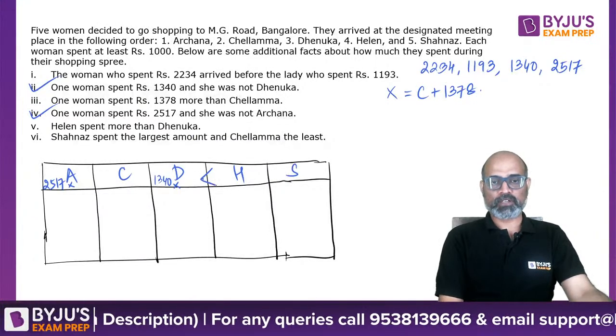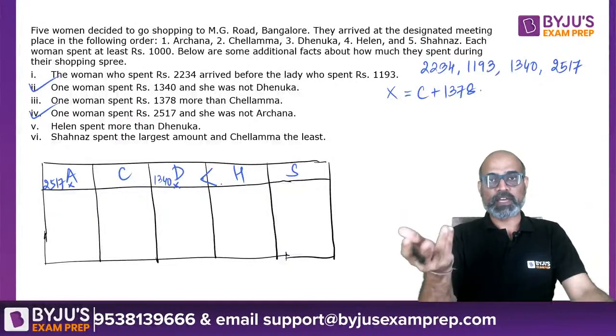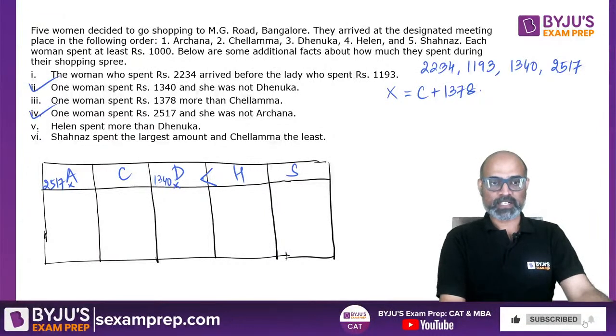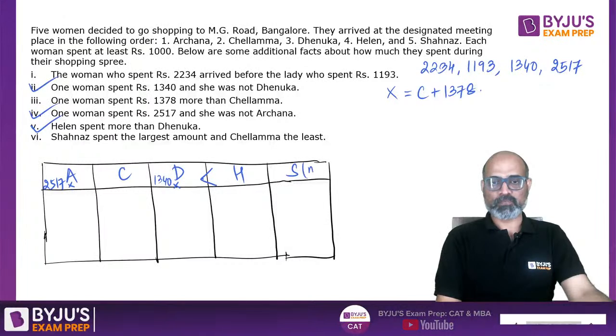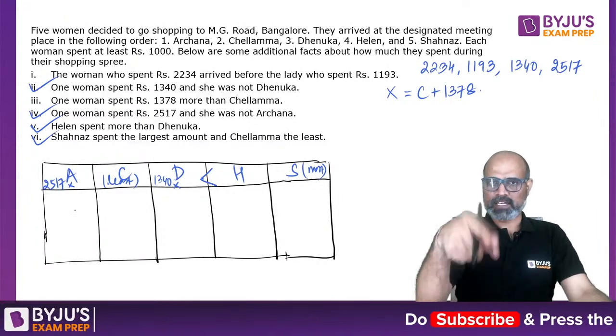Helen spent more than Dhenuka. So I'm going to put an inequality symbol so that I will remember that the amount under H should be greater than the amount I'm going to put under D. Done with fifth. Shana spent the largest and Chelema the least. So this is the most and for Chelema this is the least. Done with sixth.